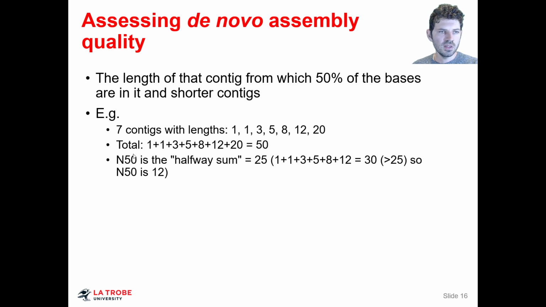50 is the total, so the halfway of 50 is going to be 25, and so you would choose the contig that has at least 25 bases within it. So if you choose your N50 of 12, then the sum of all of these smaller numbers adds up to 30, which is higher than 25, so your N50 is going to be 12.